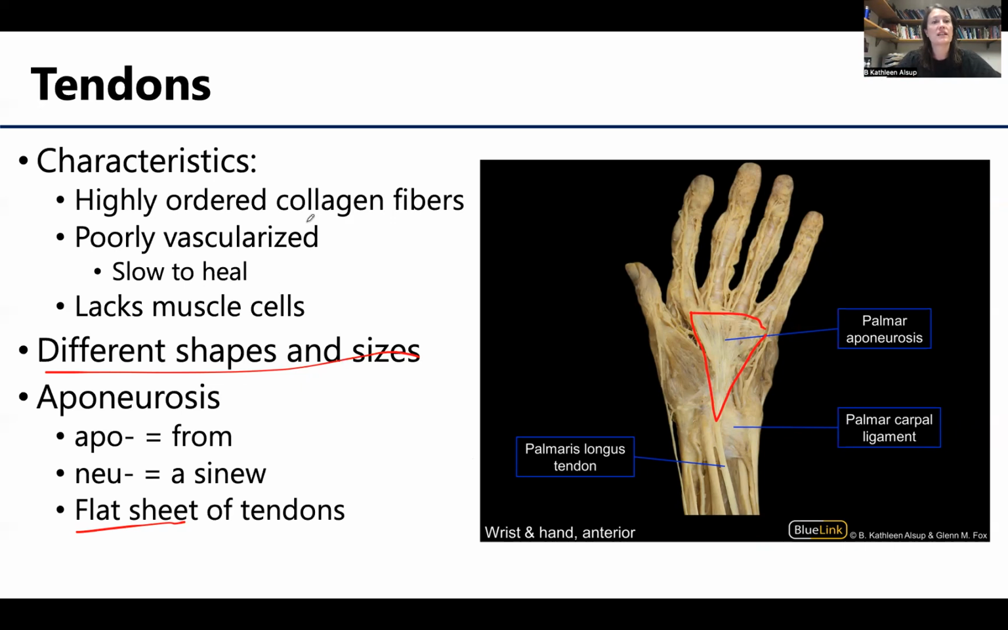A few characteristics. Generally, tendons are highly organized in terms of the directionality of their collagen fibers, okay? So they very often will appear very opaque.